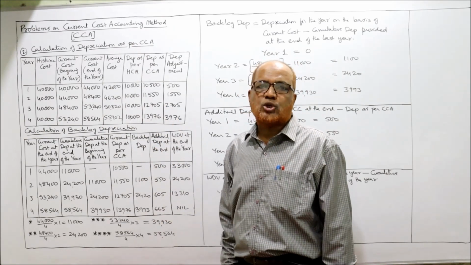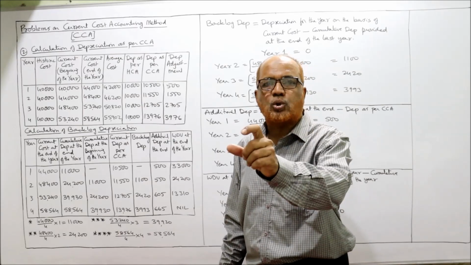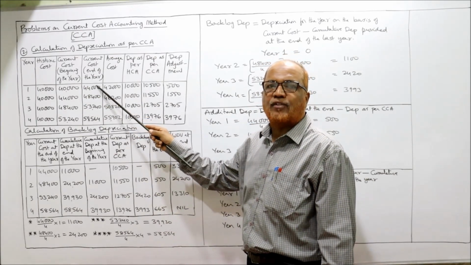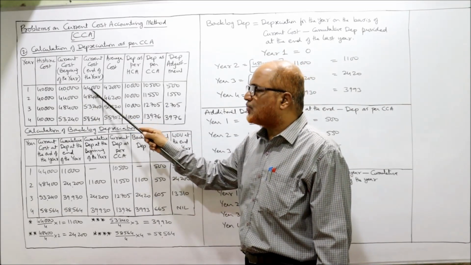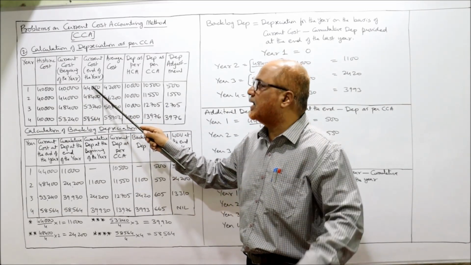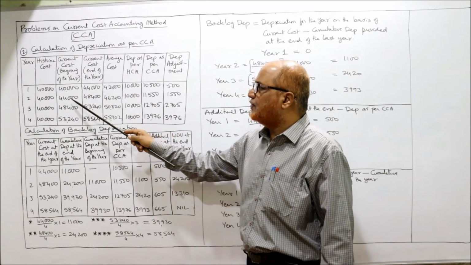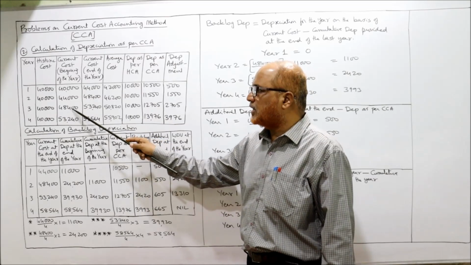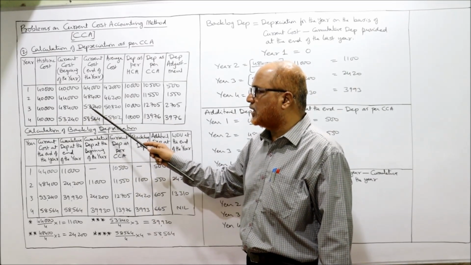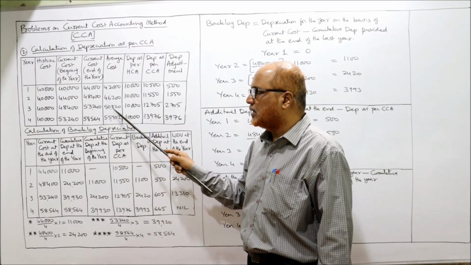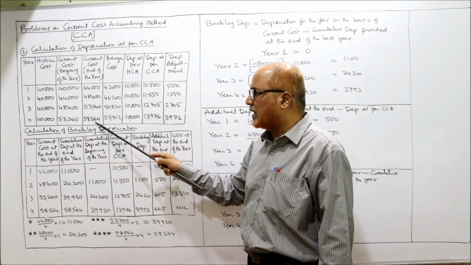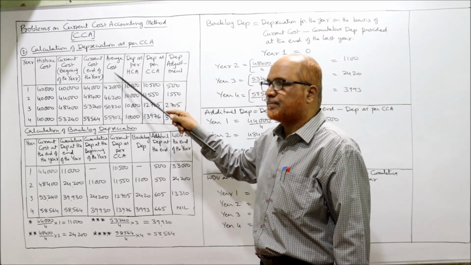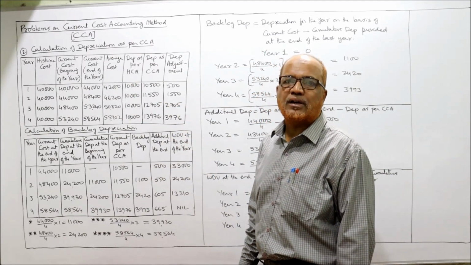Now we calculate the average cost. Average cost means opening plus closing divided by 2. So what is the beginning of the year? 40,000. End of the year, 44,000. So 40,000 plus 44,000 divided by 2, you will get an average of 42,000. Similarly, 44,000 plus 48,400 divided by 2, you will get 46,200. 48,400 plus 53,240 divided by 2 is 50,820. 53,240 plus 58,564 divided by 2, you will get 55,902. This is the average cost of the machine.